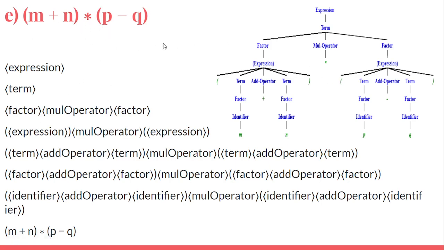Similarly, on the right side, expression is again replaced with term, add operator, term. The first term will be replaced with factor and then with identifier, and then it will give us p. The other term will be replaced with factor and then with identifier, then give us q. In the middle, the add operator will give us the minus sign, which will provide us this expression inside brackets, p minus q. So with this grammar, we can also generate m plus n multiplied by p minus q. Therefore, it is also a valid string. Thank you.